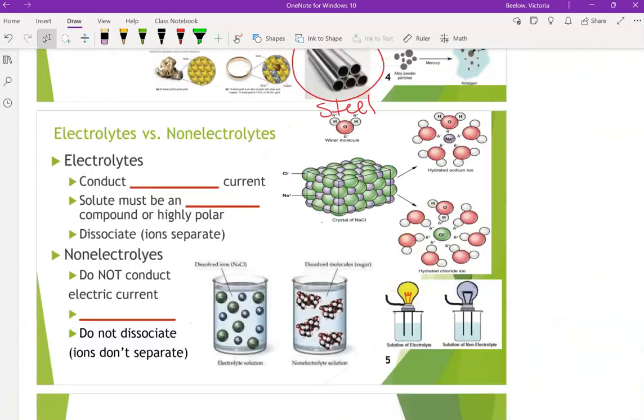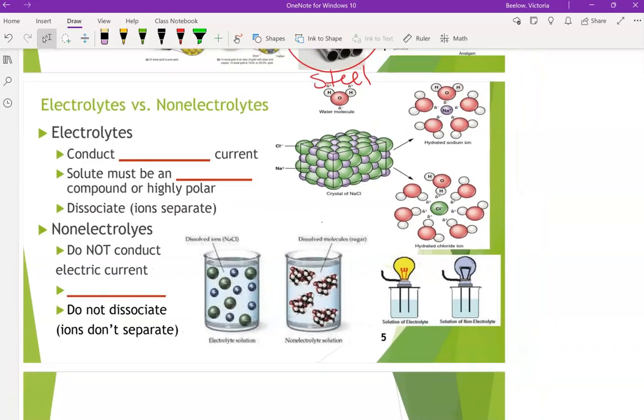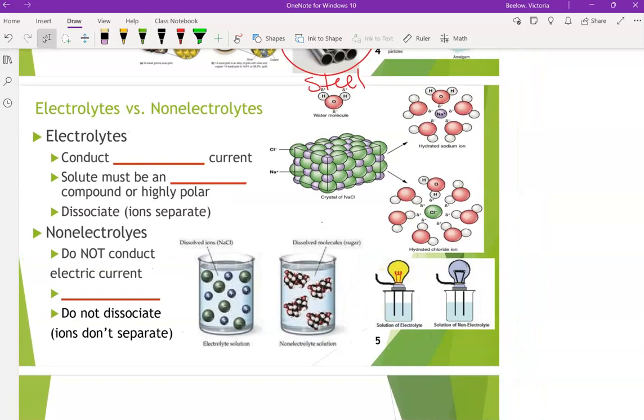All right, next we're going to talk about electrolytes and non-electrolytes. So again, this has to do with ionic versus covalent, going back to one of our previous units. So electrolytes, which you've probably heard of in Gatorade, things like that, they are important in the human body. We're going to be talking about them in the context of outside the human body. So these things can conduct an electrical current.